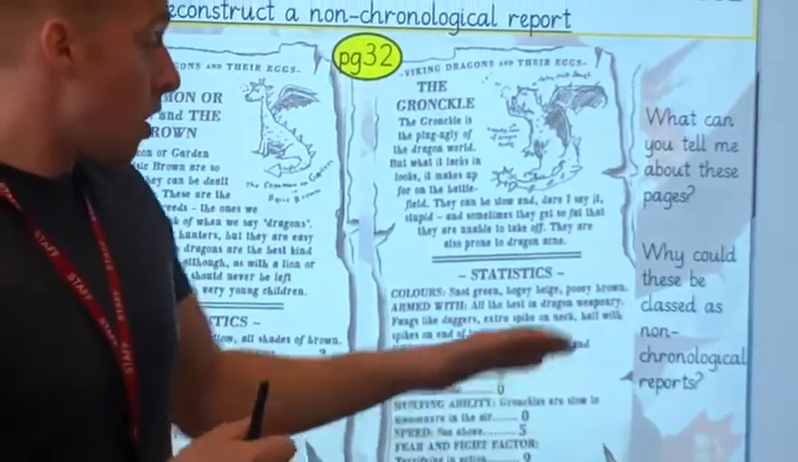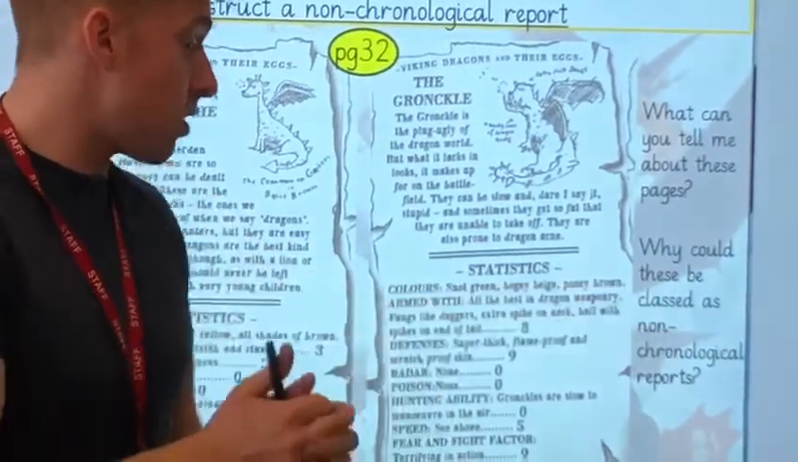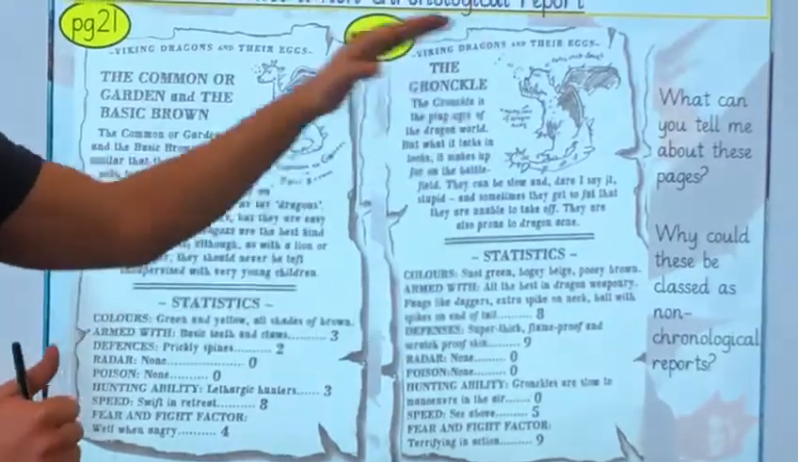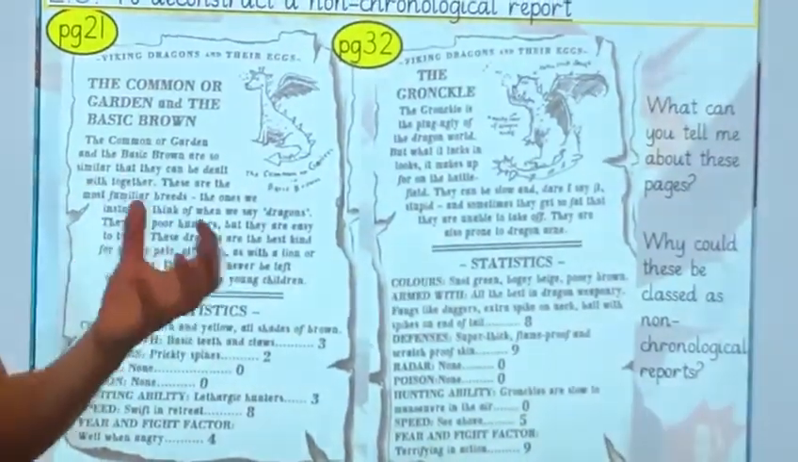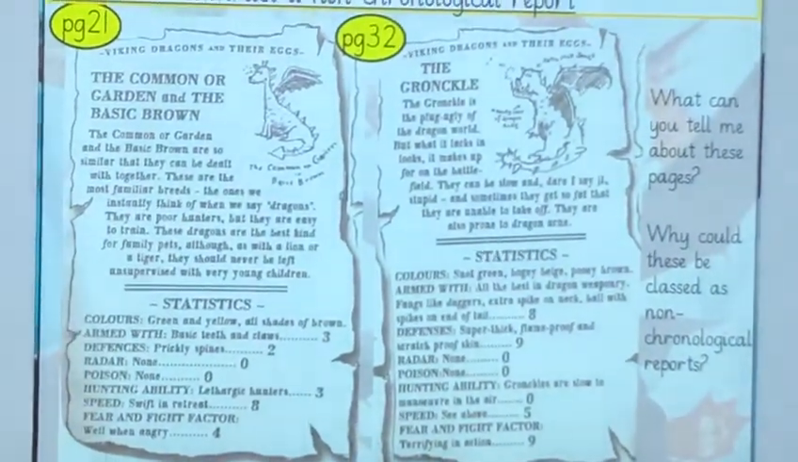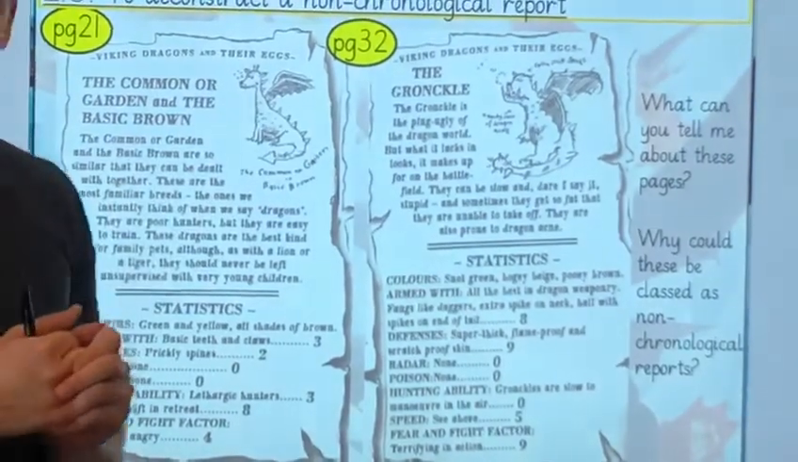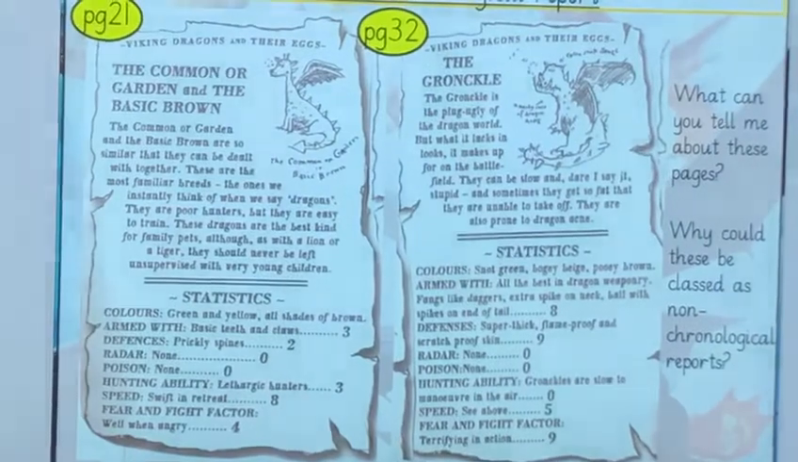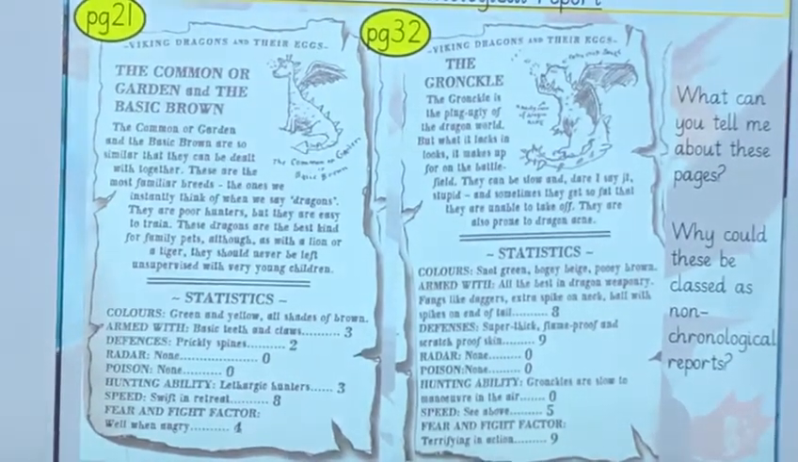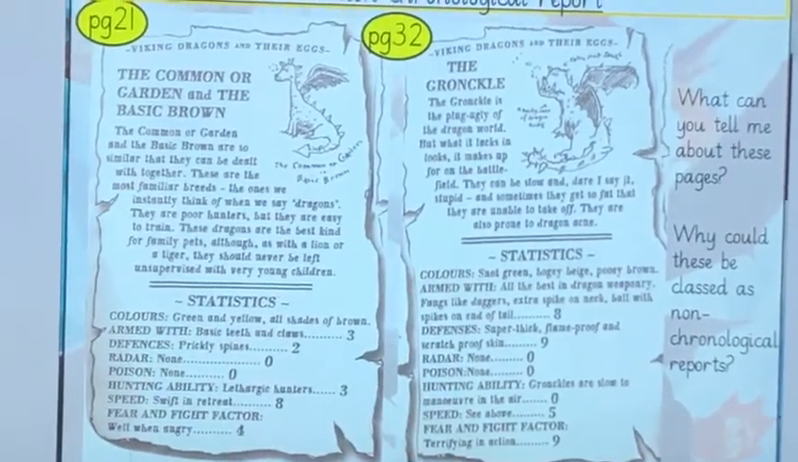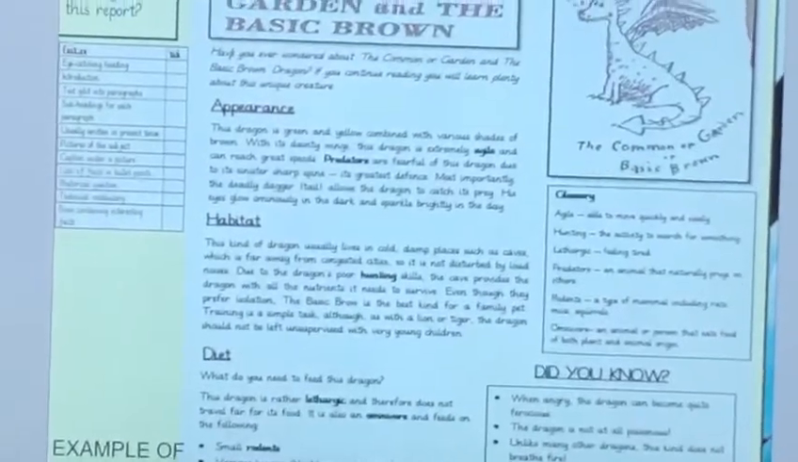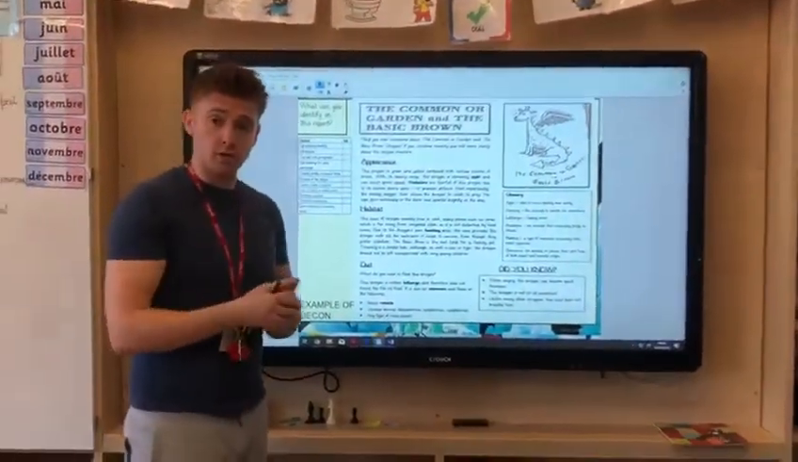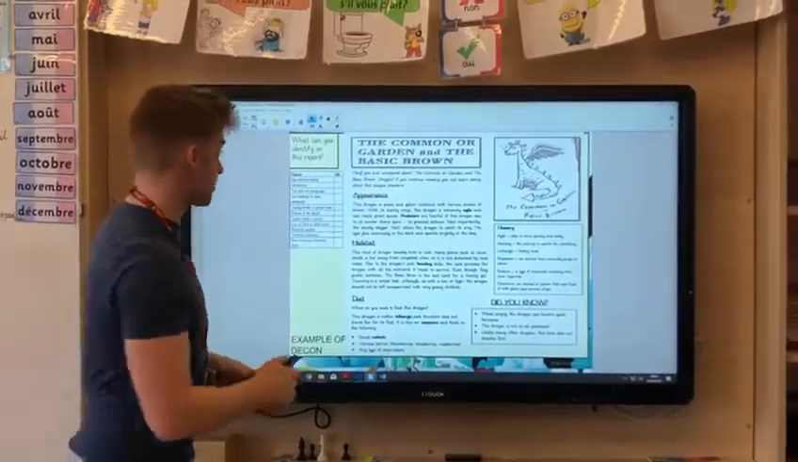And also, what could these be classed as? Non-chronological reports. So what elements within these pages would make them classed as a non-chronological report? I would like you now to pause the video and just have a look and discuss those questions. Okay, so here we have the example of the non-chronological report which you are going to be deconstructing today.